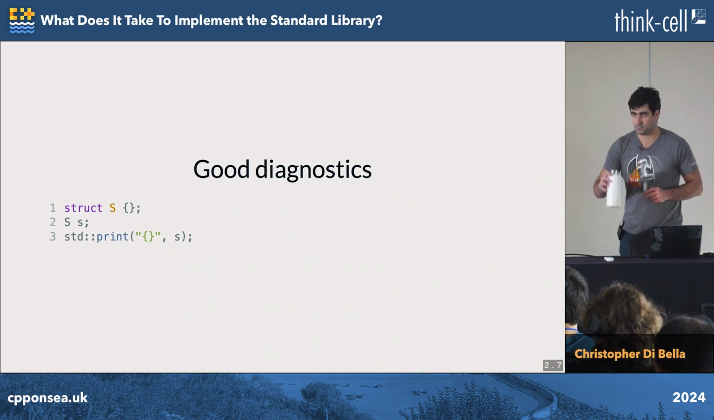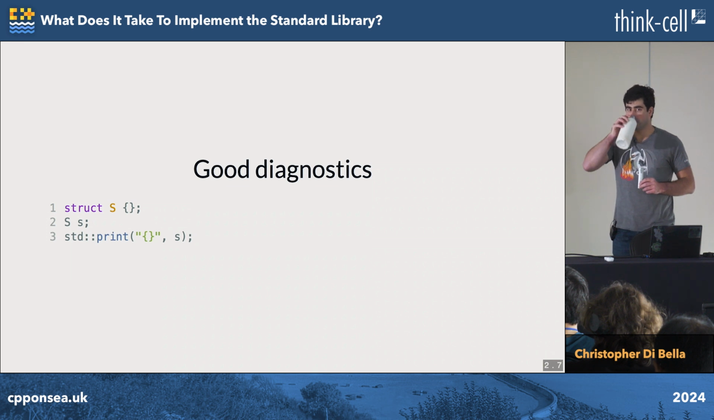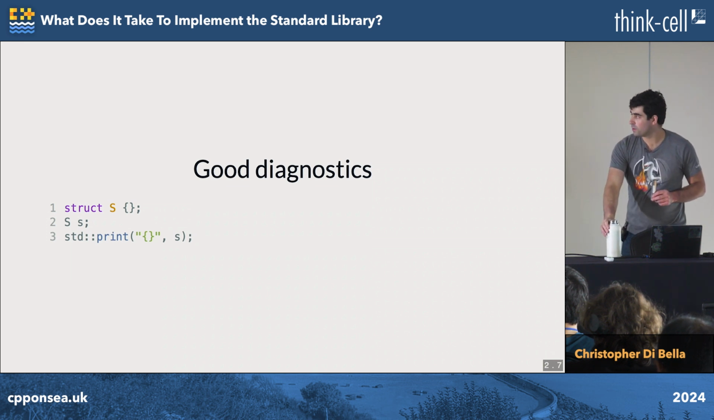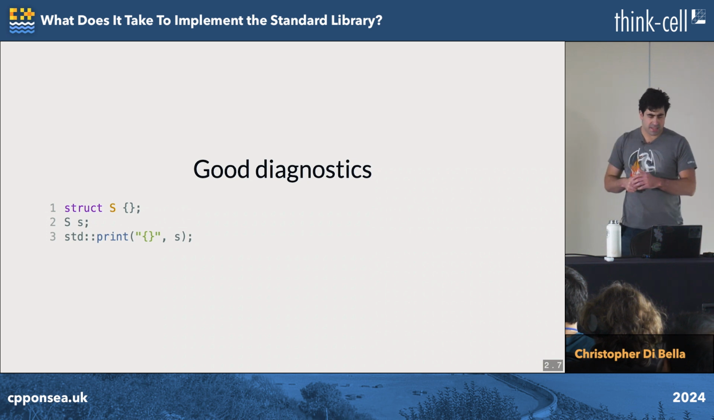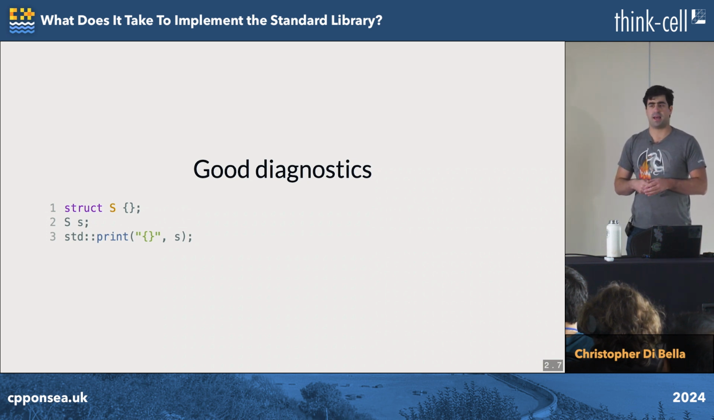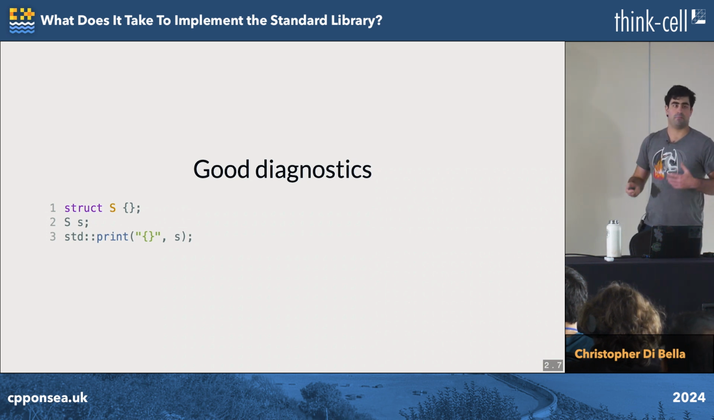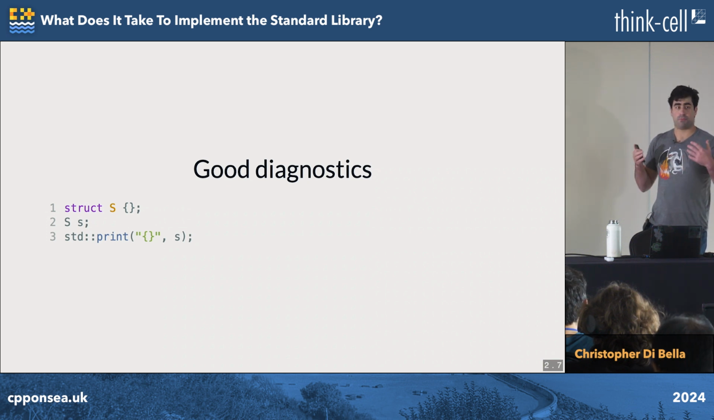No way to print S. No way to print S, correct, yes. So in order to use std::print, we need to provide a descriptor. I can't remember what it is off the top of my head, but we need to provide a way of telling print how it's going to actually print an S, and that isn't the case.